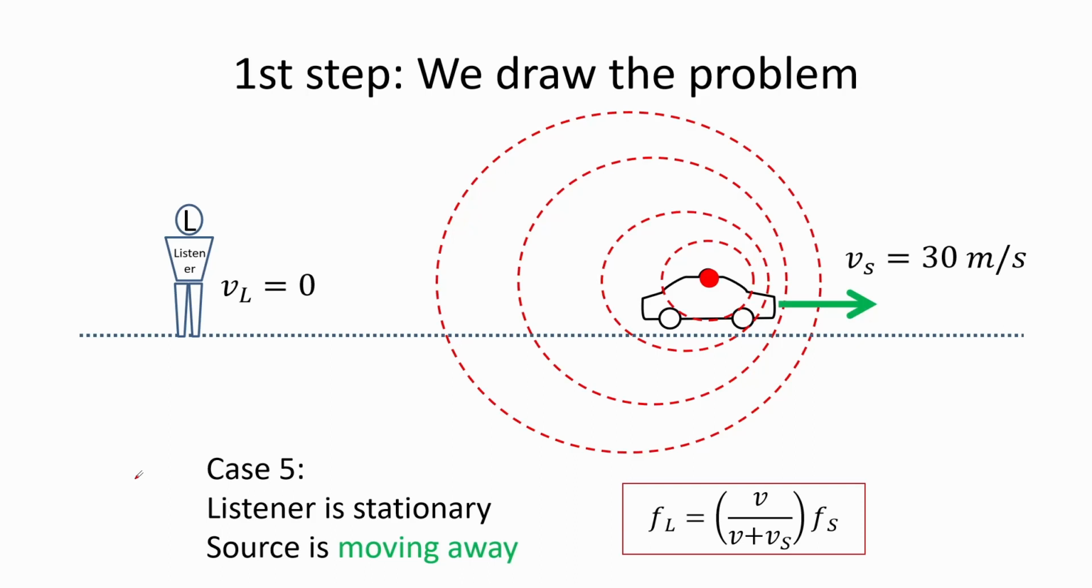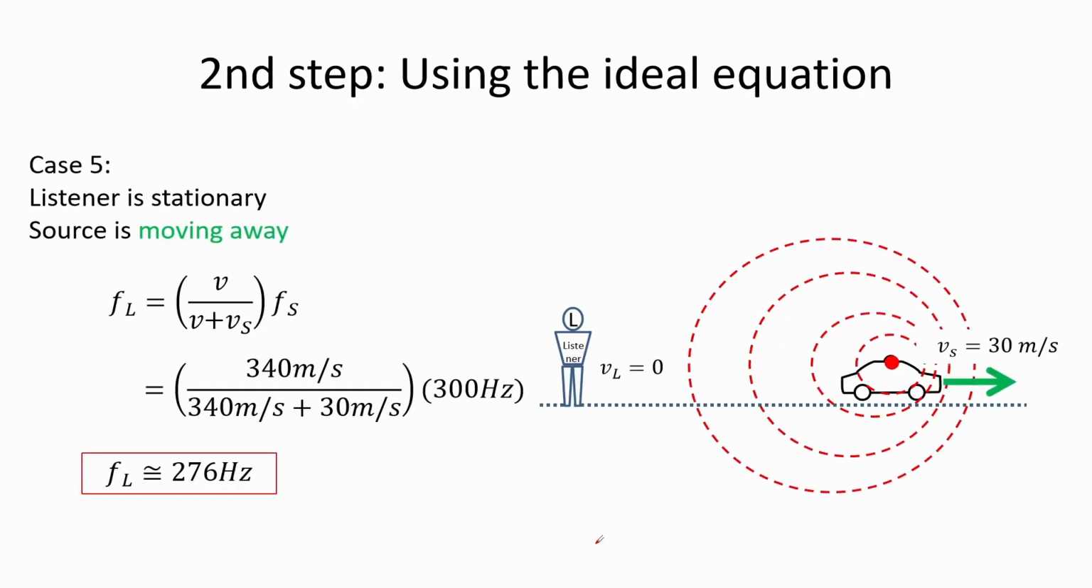So we see that this is an example that fits case 5, where the listener is stationary and the source is moving away, and the appropriate equation is shown here. We then substitute the values needed for this case. We get that the frequency heard by the listener is about 276 Hz. This is less than the source frequency, and it makes sense since the source is moving away.